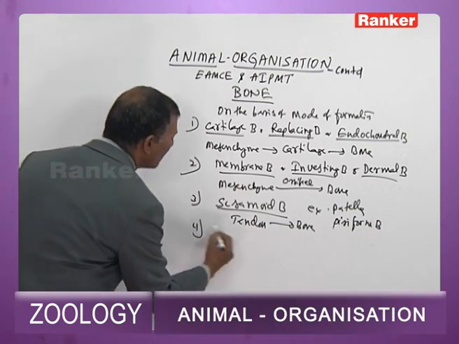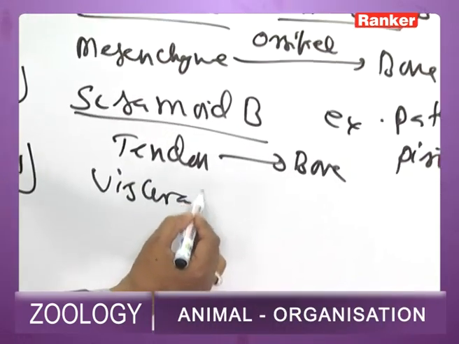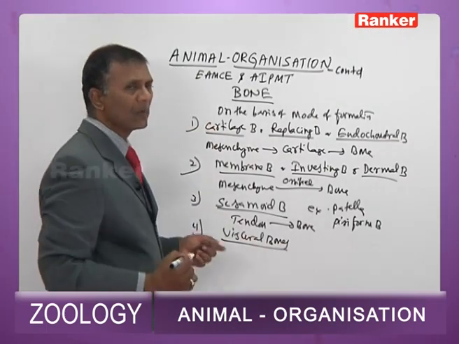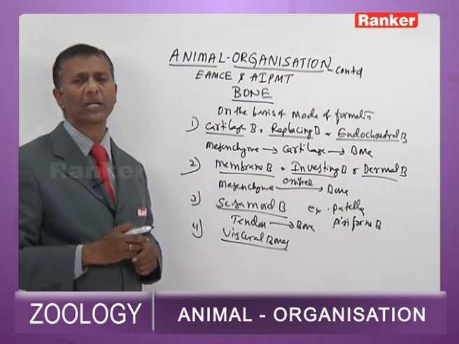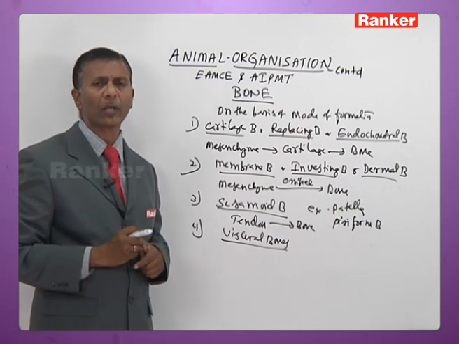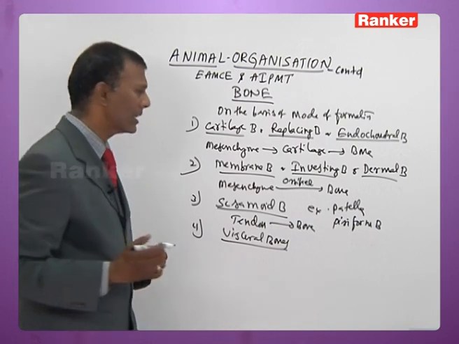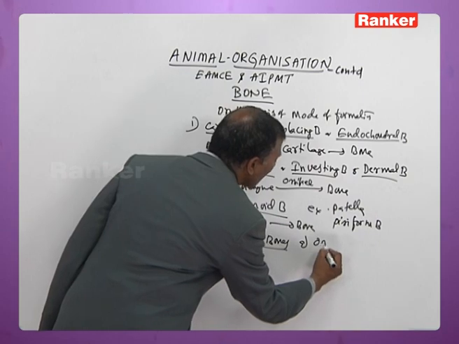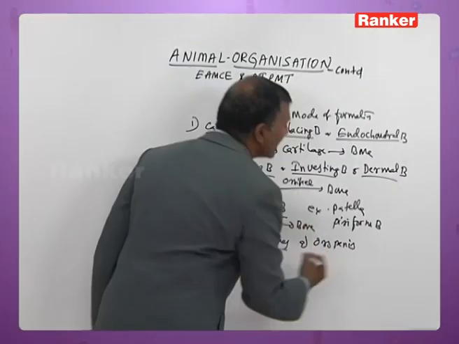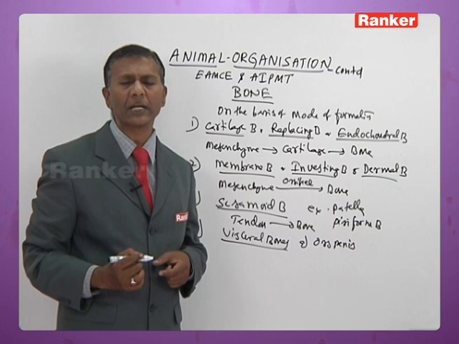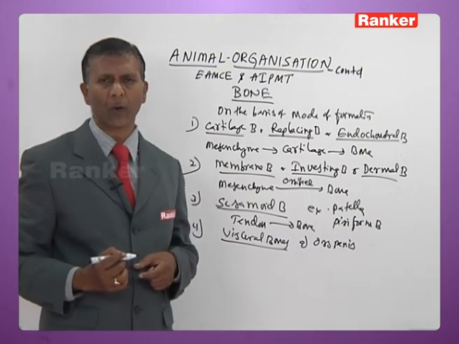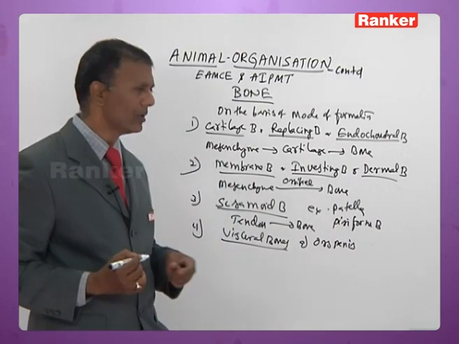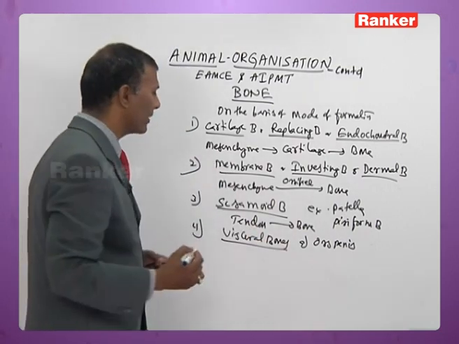The next you have visceral bones. Certain connective tissues get deposited with calcium salts to form a bone. Such bones are called visceral bones. Under this, you have os penis. In certain carnivores and rodents, the penis is ossified. Such a penis is called an ossified penis. Os penis is an example for this.